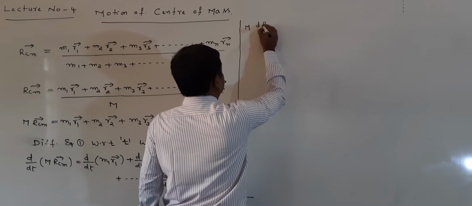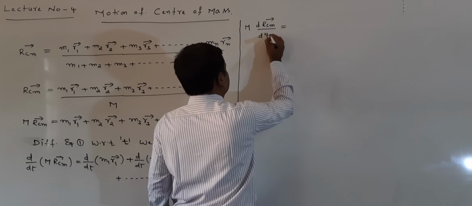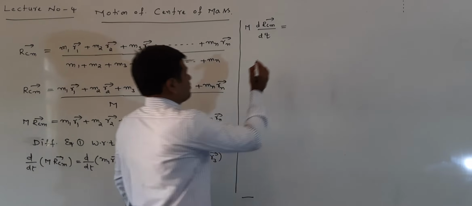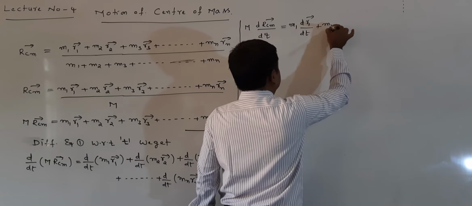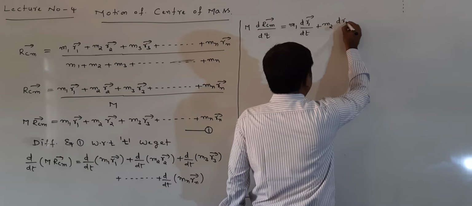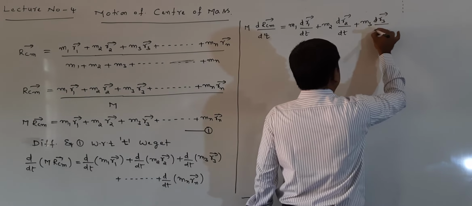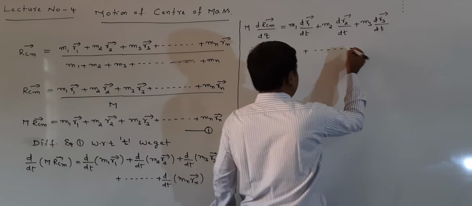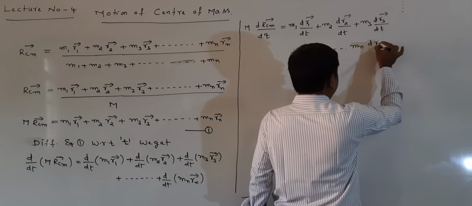Now M, the total mass, is a constant, so it is taken outside. The remaining differentiation: M into dRCM bar by dt is equal to M1 into dr1 bar by dt plus M2 into dr2 bar by dt plus M3 into dr3 bar by dt plus and so on, Mn. Mass is a constant, taken outside, drn bar by dt.